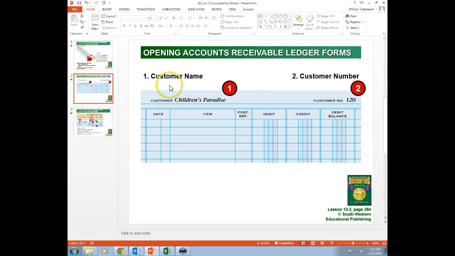You have the customer name, you have the customer number. Again, they're customers to us. Let's move on. That's how you open an accounts receivable ledger account. If it's a 0 balance, this is what it's going to look like.